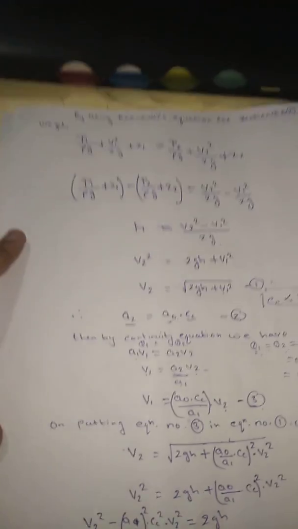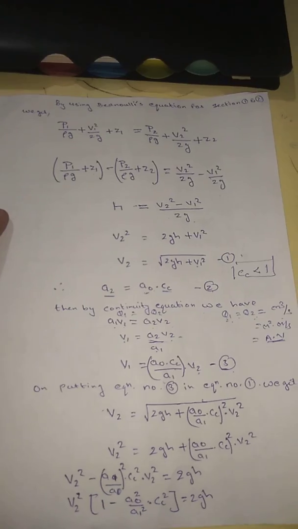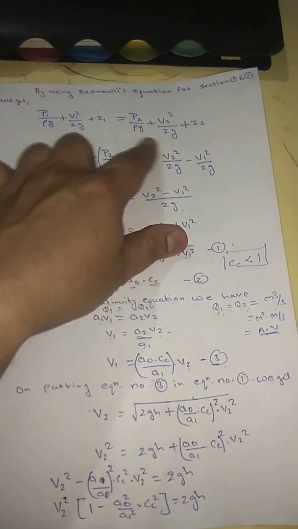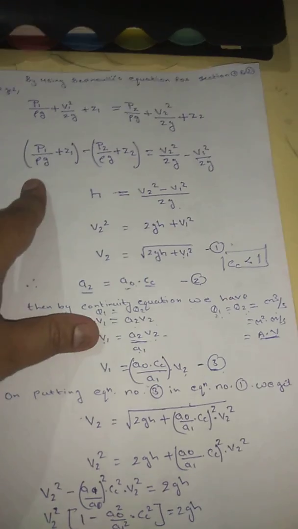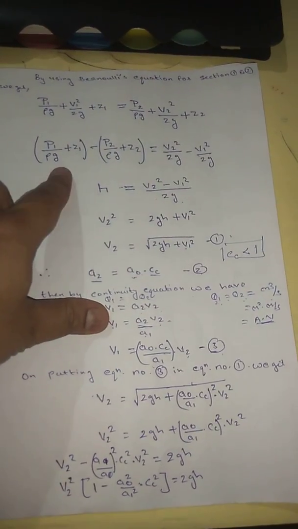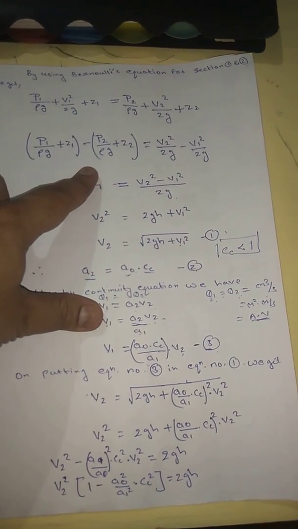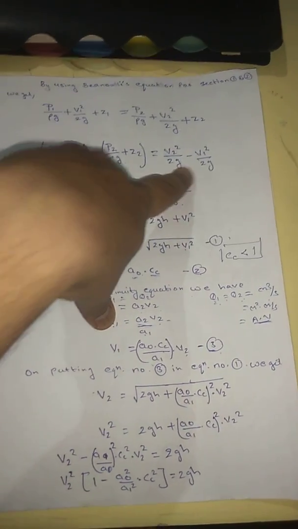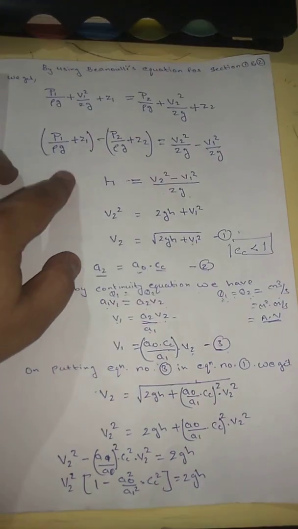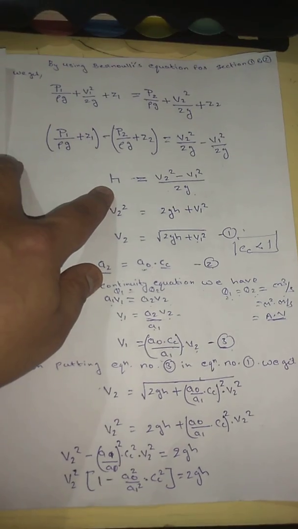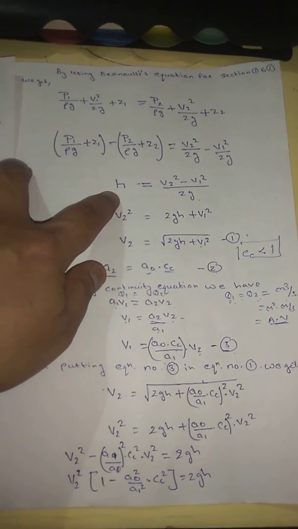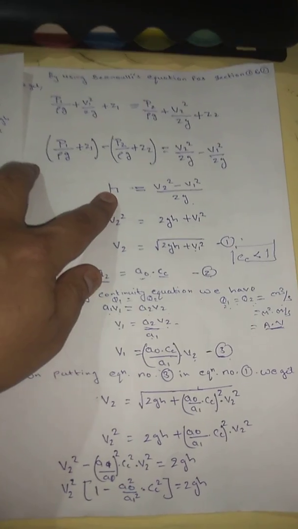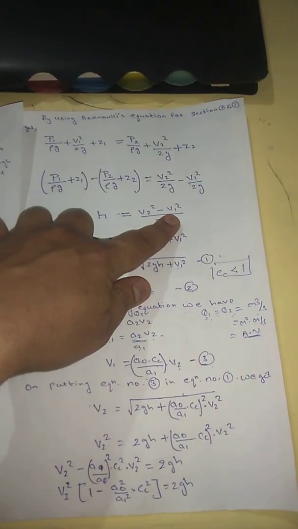Okay, so when we apply Bernoulli's equation for sections 1 and 2, we get P1 by rho g plus V1 square by 2g plus Z1 equals P2 by rho g plus V2 square by 2g plus Z2. Taking the pressure head and datum head difference, we have (P1 by rho g plus Z1) minus (P2 by rho g plus Z2), which equals the kinetic head difference, V2 square by 2g minus V1 square by 2g. So the pressure head and datum head difference is equal to h, which we get from a U-tube differential manometer, or from Bourdon gauges or any dial gauges. So that equals (V2 square minus V1 square) by 2g.